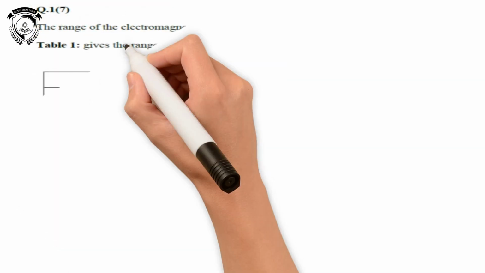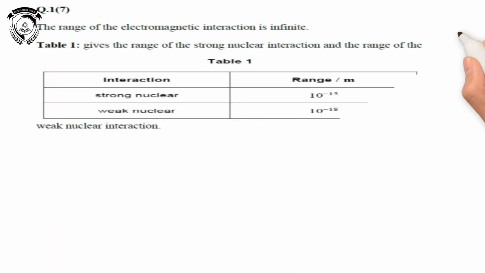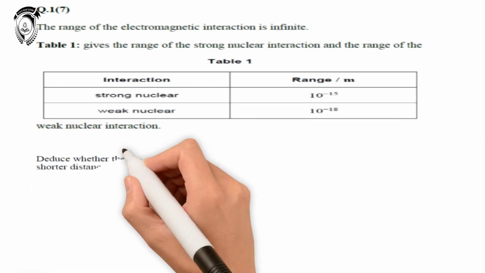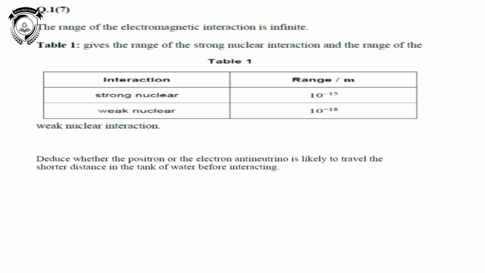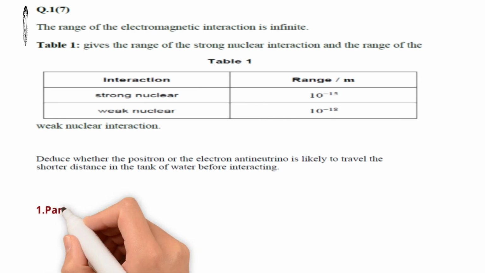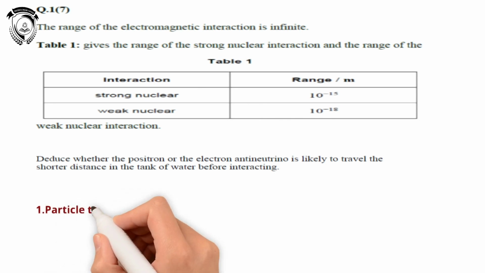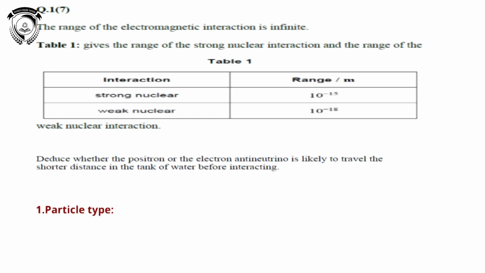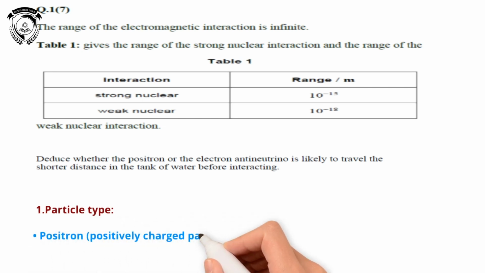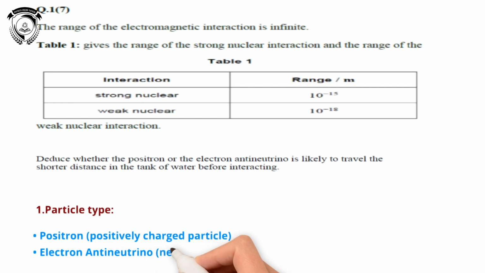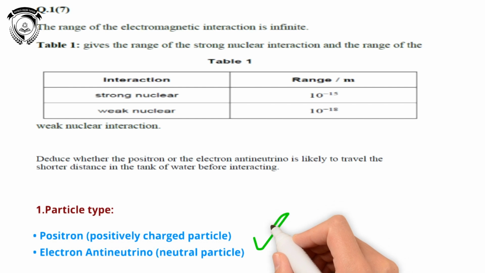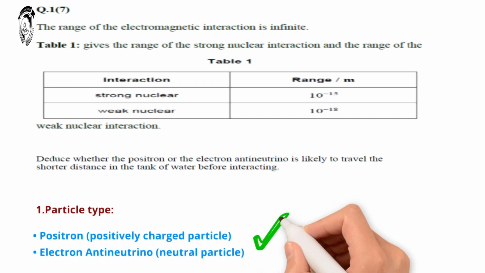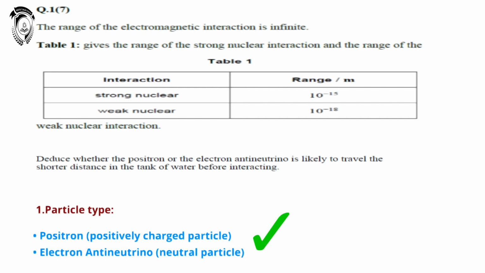Next, question 1.7. They have given us a range of electromagnetic interactions, and they say the range for the strong nuclear interaction is almost 10 raised to power minus 15, and for weak it's 10 raised to power minus 18. The question is whether the positron or the electron antineutrino is likely to travel the shorter distance in the tank of water before interacting. First of all, let us see the particle type. We have 2 particle types. One is the positively charged positron, and the second one is an electron antineutrino, which is actually a neutral particle.